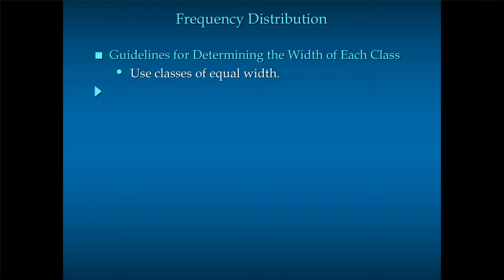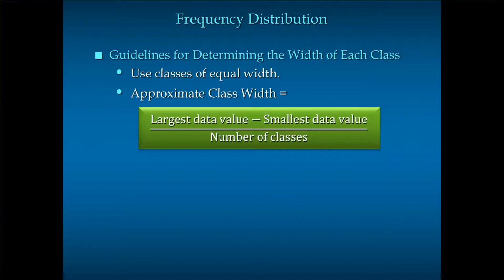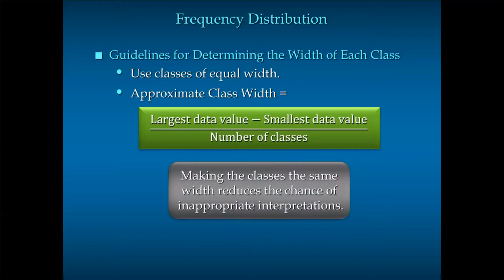So how can you decide the width of each class? Use classes of equal width. That is one characteristic of the classes: the width should be equal. Approximately, the class width equals the largest data value minus the smallest data value, divided by the number of classes. You can find the largest data value and the smallest data value.